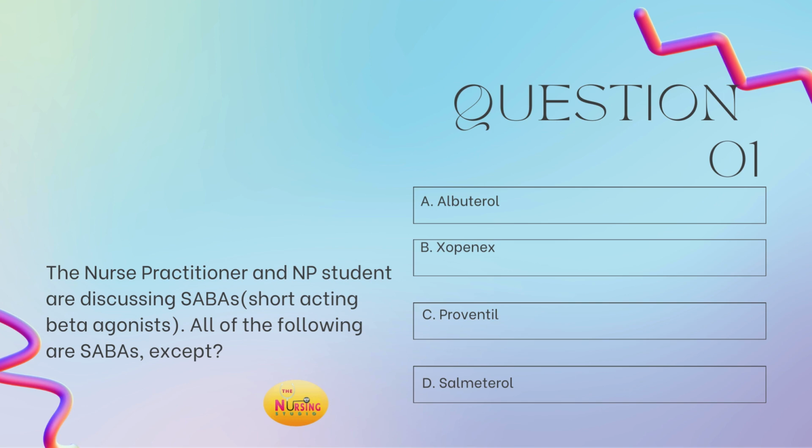Question number one states the nurse practitioner and NP student are discussing SABAs, short acting beta agonists. All of the following are SABAs except: A, albuterol, B, Xopenex, C, Proventil, or D, salmeterol? Tell me what you got in the comments.